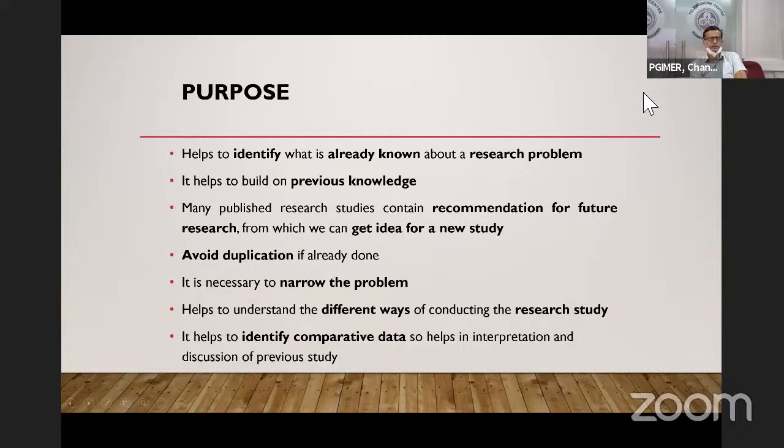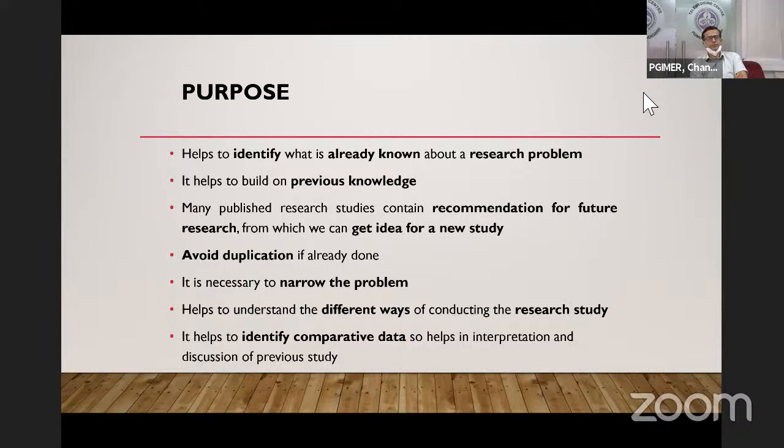That's important. And then many published research studies contain recommendations for future research. You might have read articles where at the end, in the discussion part, they have given recommendations on what should be done in the future for this research question and what has been completed. So it gives you a new idea. That is also important, and it also avoids duplication if it has already been done, and it saves your money and time.